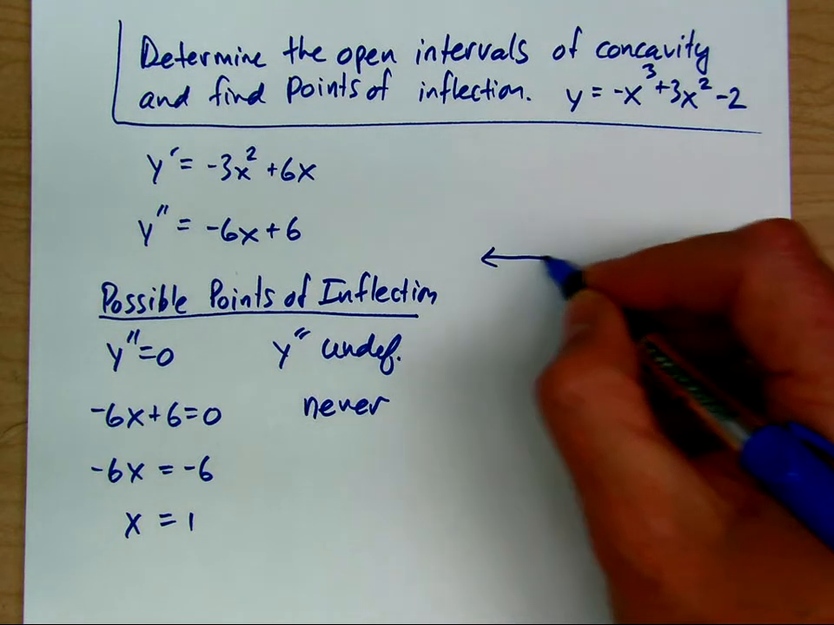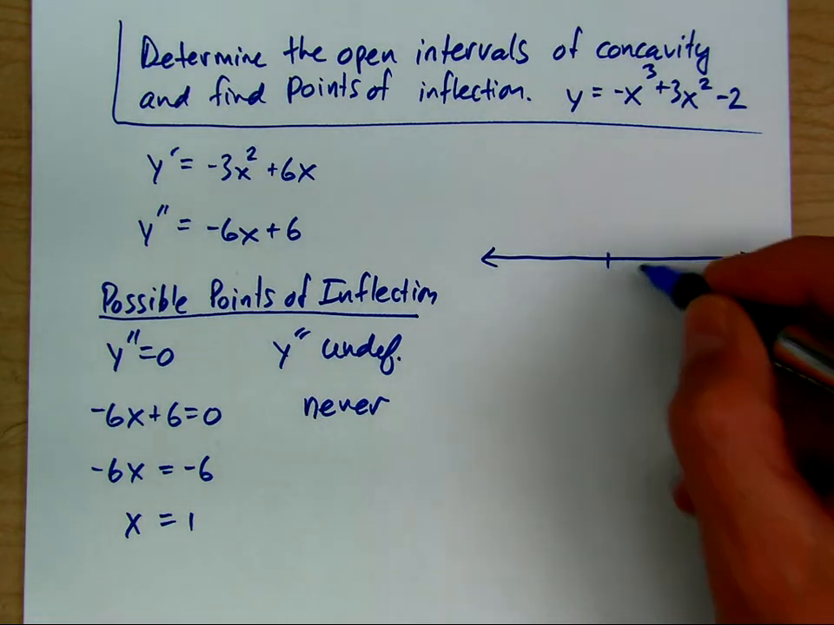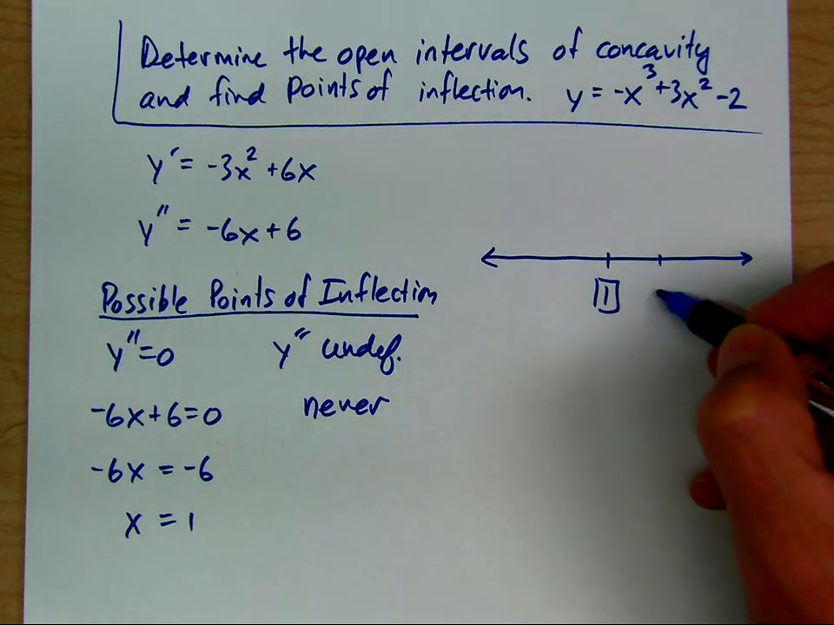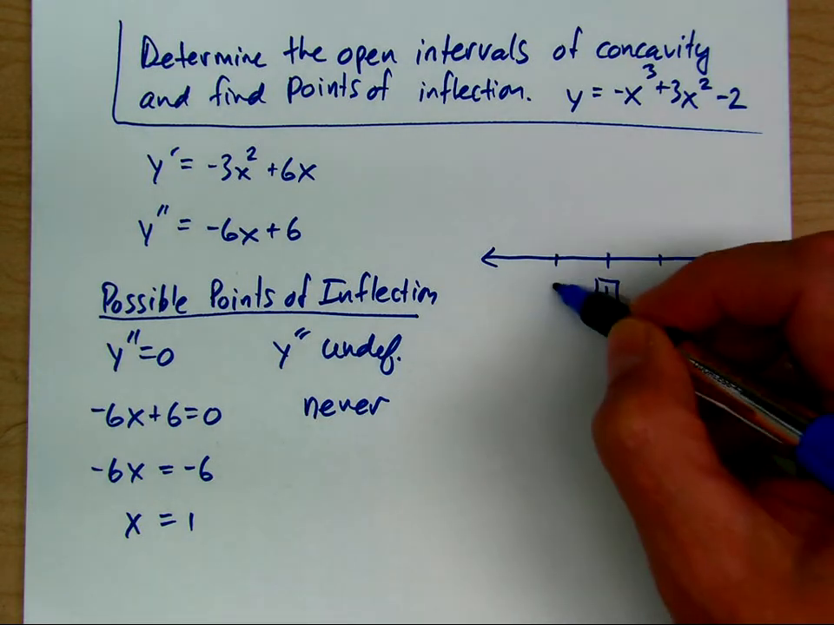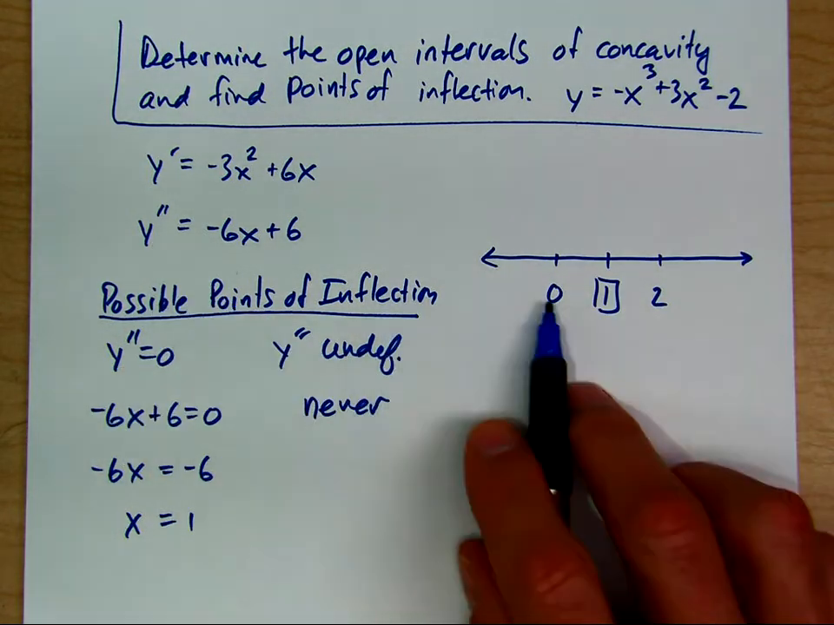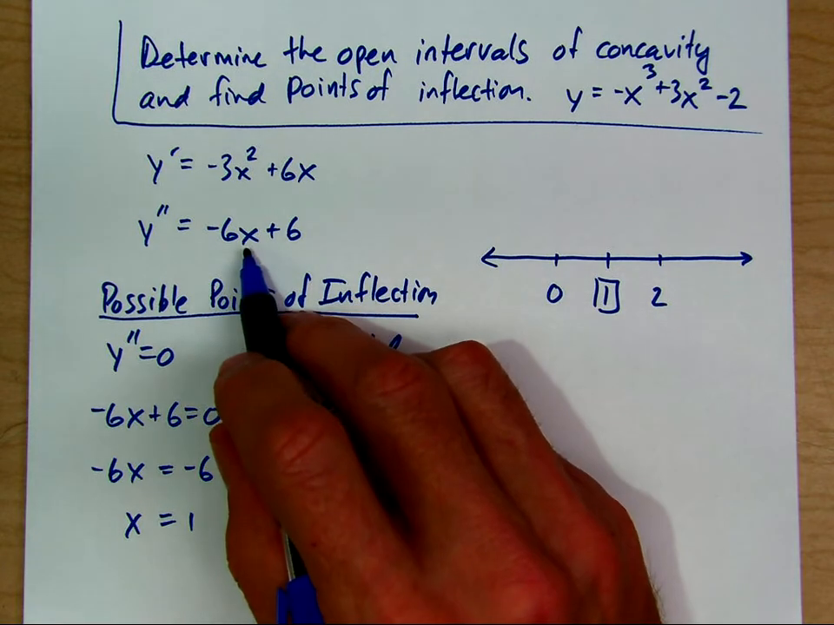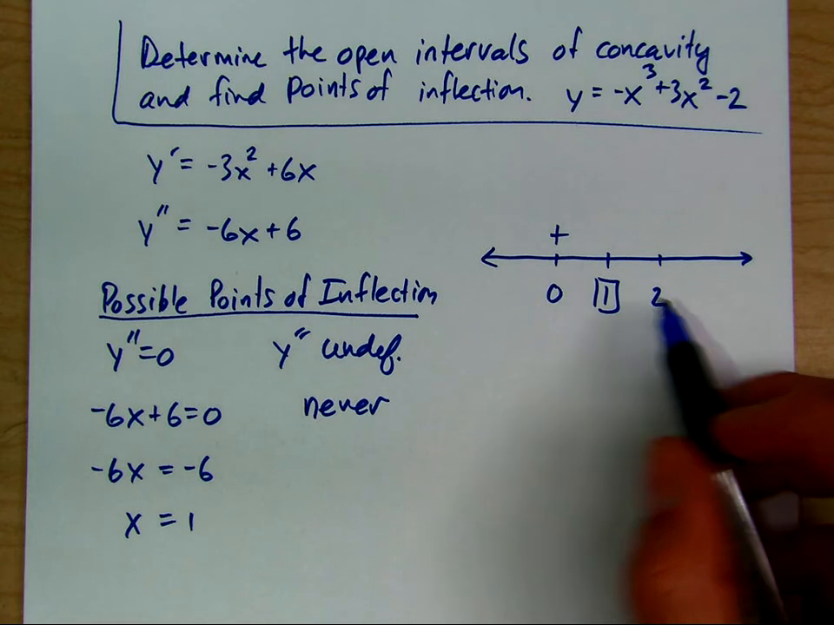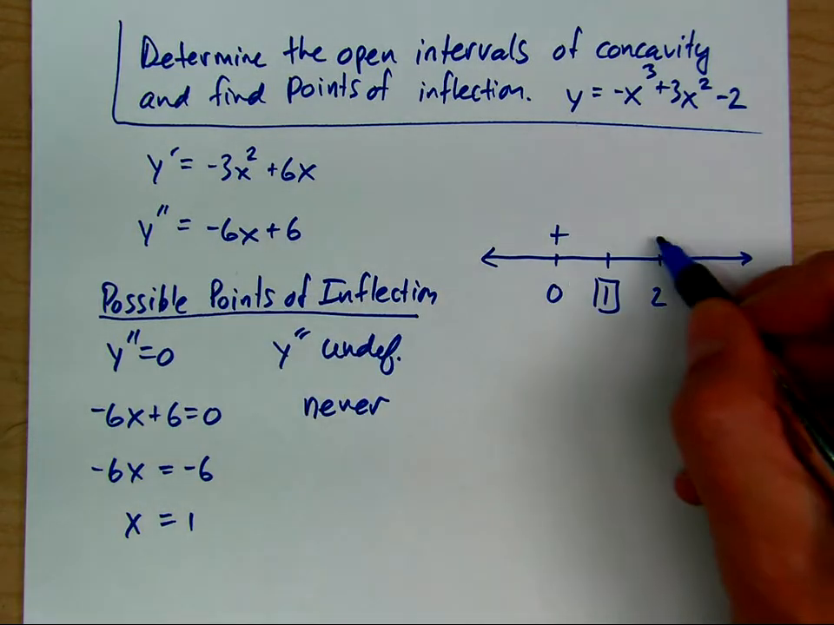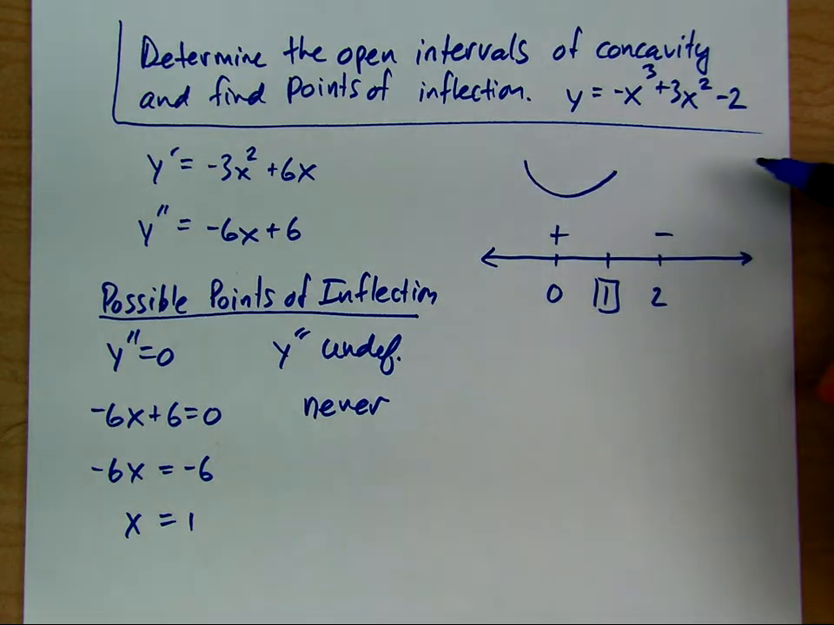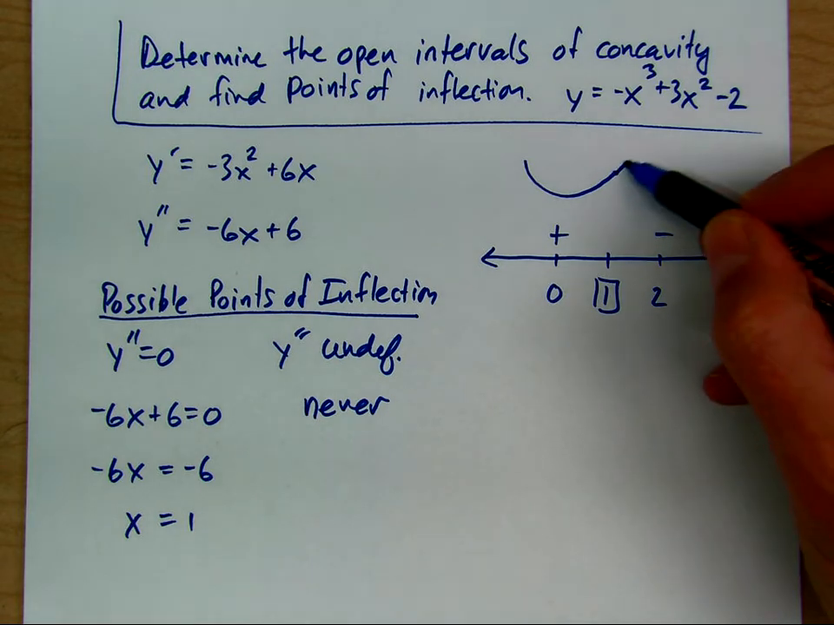And like we did with the first derivative test, let's check around the possible point of inflection. We'll use a number larger and a number smaller. We want to find the sign of the second derivative at 0. So we put a 0 here. That would be 0 plus 6, and it's positive. Put a 2 here. Negative 12 plus 6 is negative. So when the second derivative is positive, the graph is curving up. And when the second derivative is negative, the graph is curving down.